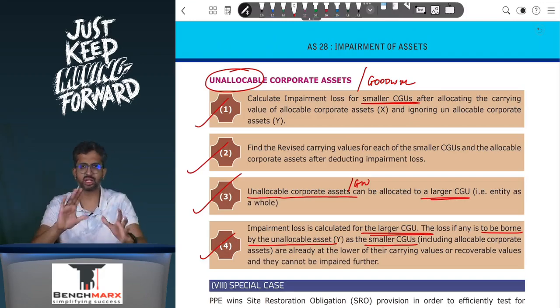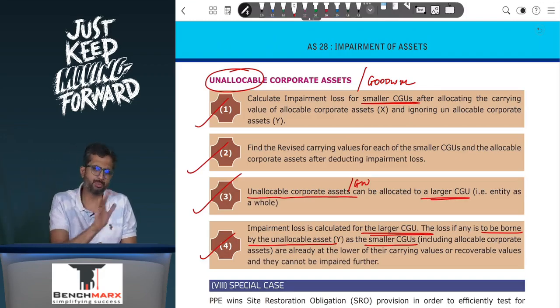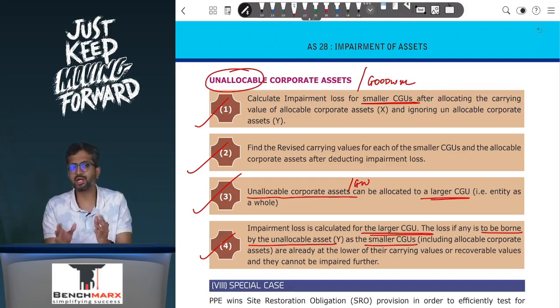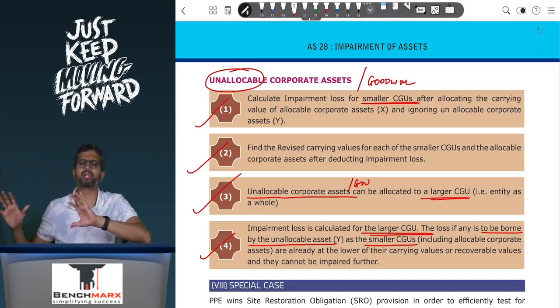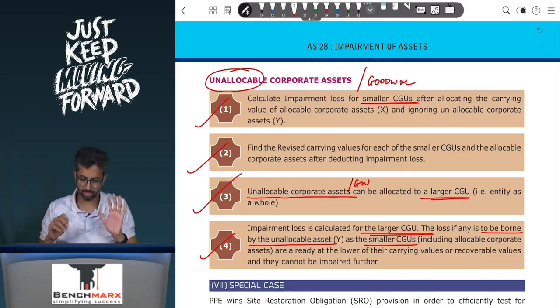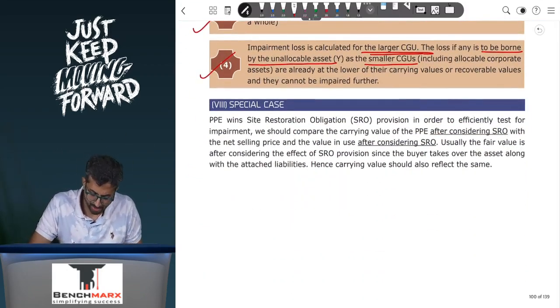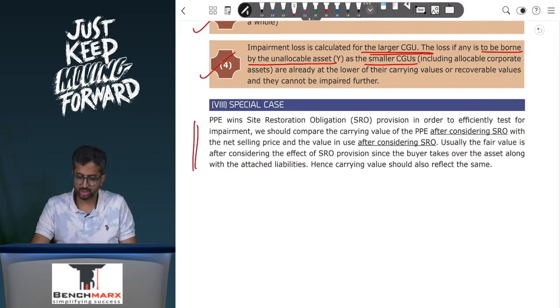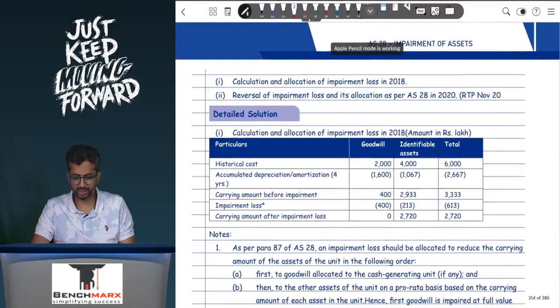So we are just touching upon the theory right now of things which are relatively lesser important. We'll do the numbers where you get a better clarity for this. However, having said that, this has relatively lesser possibility, so just touch upon it and proceed. The first part is the most important part. And we have mentioned over here PP along with site restoration obligation as well. So a special case is given for this. So this takes care of AS28.